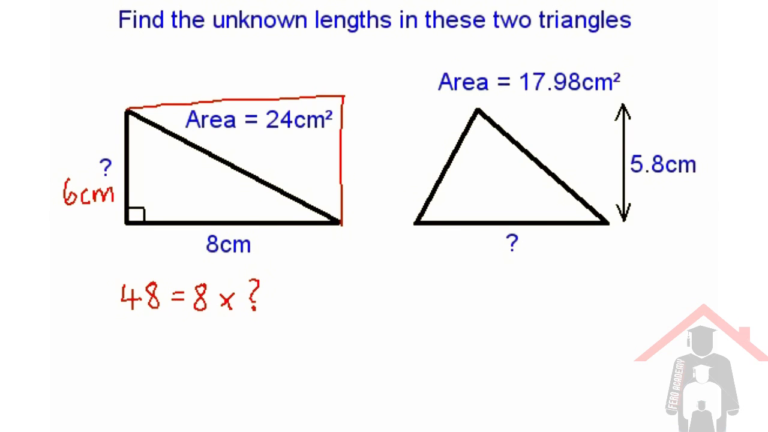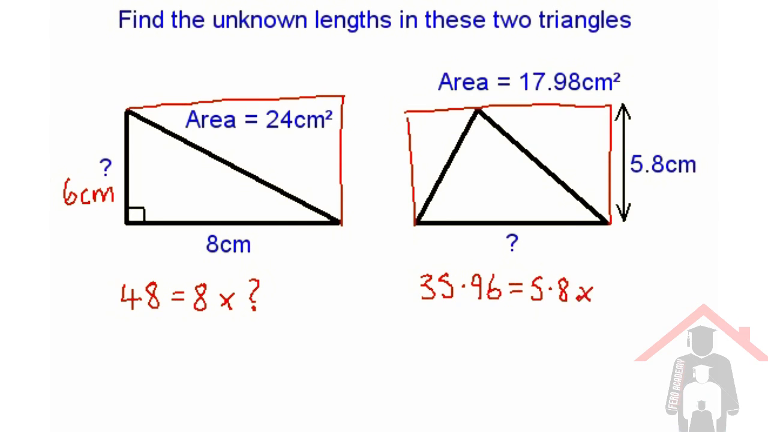For this one, begin in the same way. The area of the triangle is 17.98, so the area of the rectangle is double that, which is 35.96. This must equal 5.8 multiplied by this here, which is question mark.